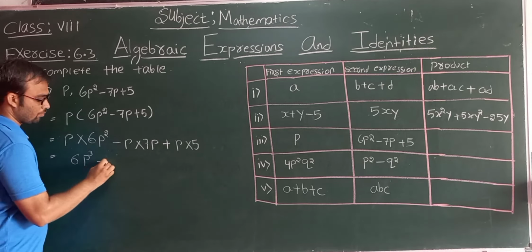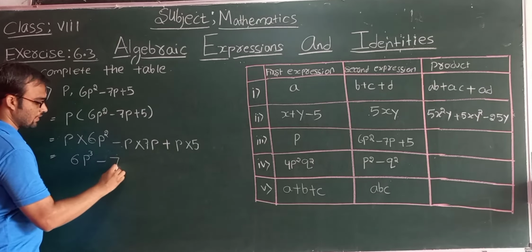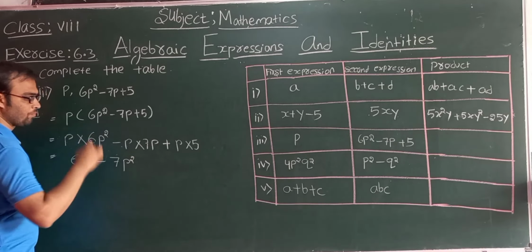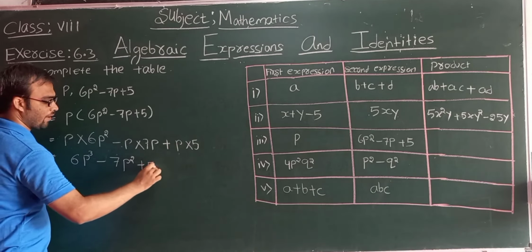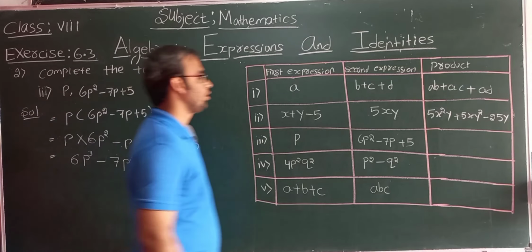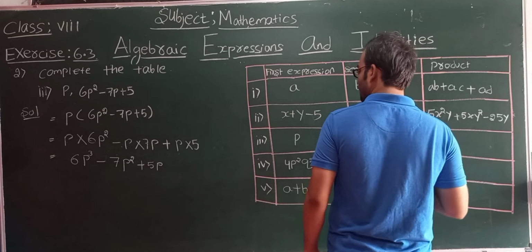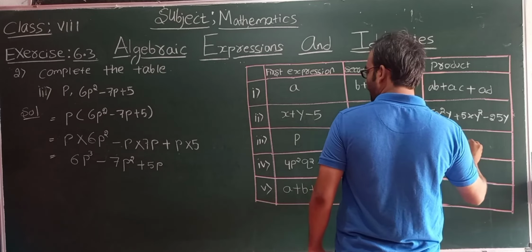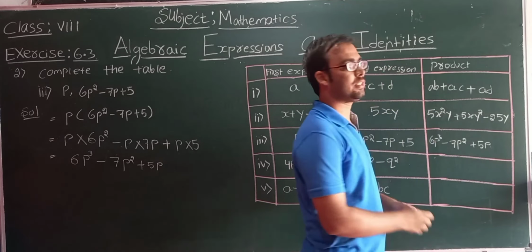Here minus is there, so put minus. Now nothing is there, means 1 will be there, so 1 7s are 7. Here p and here p. P into p is what? P square. Okay, so here plus is there, so write plus. P into 5 is what? 5p. Okay, so this is the solution for the third one. Okay, so here what is there? 6p cube minus 7p square plus 5p. Okay, so this is the solution for the third problem.